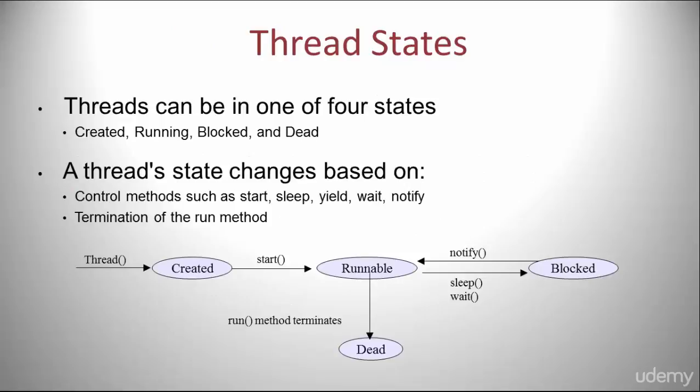There are different thread states. These consist of created, running, blocked, and dead. A thread state changes based on control methods, such as we previously mentioned: start, sleep, yield, wait, or even notify, and termination of the run method. As you can see here, we have a diagram showing this process, and the run method terminating, and therefore when that happens, the thread goes into the dead state. So we have created, runnable, blocked, or dead.